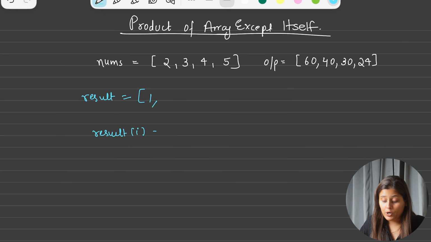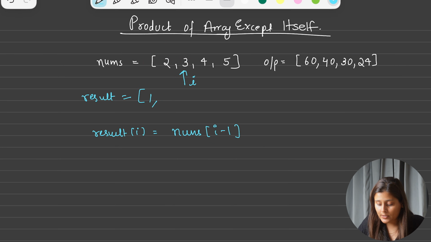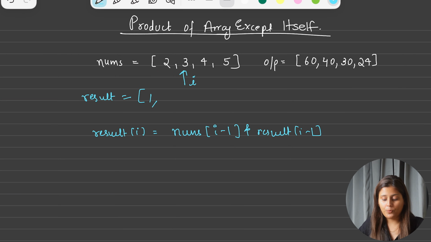What do we want? We want nums of I minus 1. Suppose I is here, and we want to calculate the answer for this 3. So how can we do that? That is nums of I minus 1, obviously, and result of I minus 1 also. Yes. So what will be the product? 2 multiplied by 1, that is 2 only. So we will store this 2.